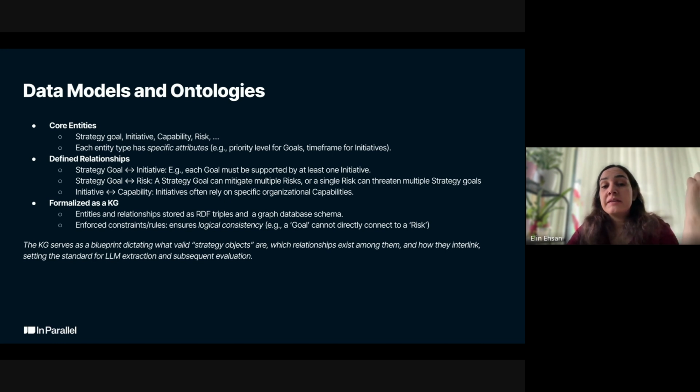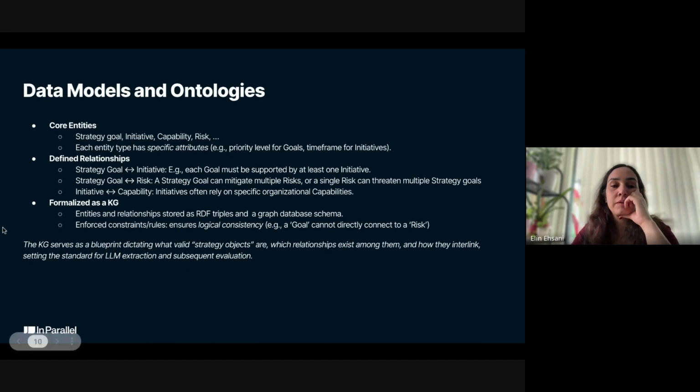Or another one, when one goal can mitigate multiple risks or a single risk. So as with the previous example, it's not enough to find some risk and then not have any goal regarding those risks. So you need to go back and try to find this information from your document.